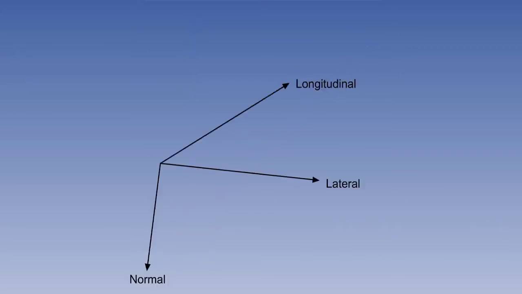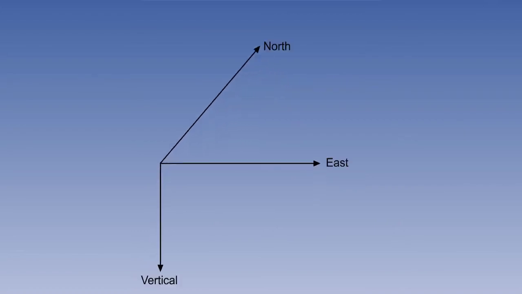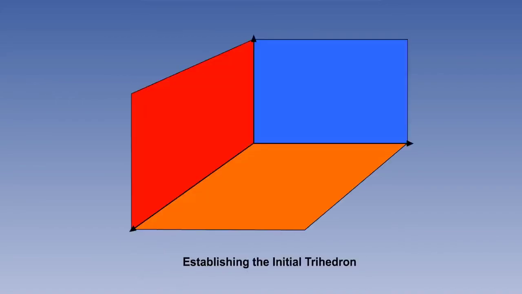This process of finding the difference between the longitudinal, lateral and normal axes and the directions of north, east and vertical is sometimes referred to as establishing the trihedron. The whole process is simply the IRS equivalent of levelling and aligning the platform in INS. A trihedron is the meeting point of three planes at right angles to each other.